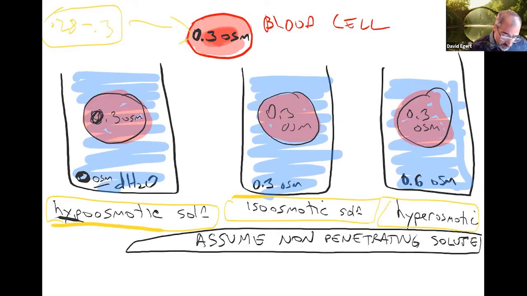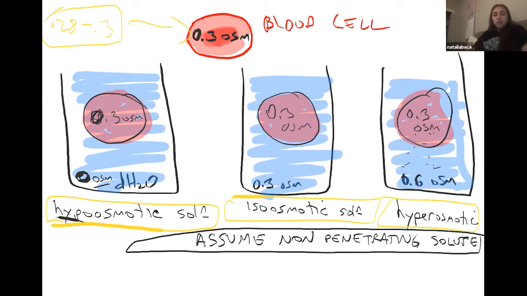So assume whatever is making the osmolarity inside and the osmolarity outside cannot cross the membrane, and they're locked on either inside or outside of the cell. This is not always a good assumption. In fact, in our lab next week, we're going to be working with some penetrating solutes like glycerol and urea. But for right now, let's assume, what's an example of a non-penetrating solute, something that can't cross the membrane without help?